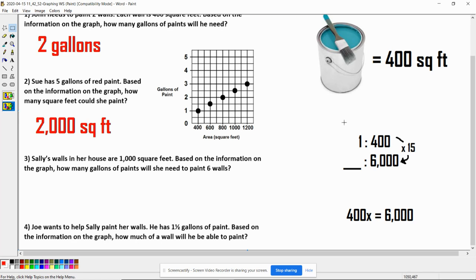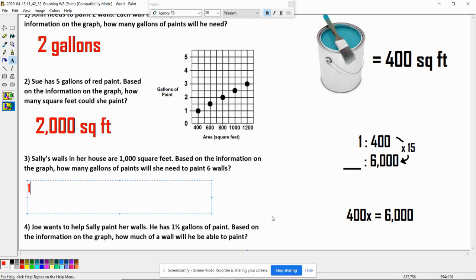Over here, I have the ratio strategy that we talked about this year. Okay, if 1 gallon of paint will cover 400 square feet, then how many gallons of paint will cover 6,000 square feet? Well, I multiply 400 by 15 to get to 6,000. So I'm going to multiply 1 by 15 as well. So Sally will need 15 gallons of paint.